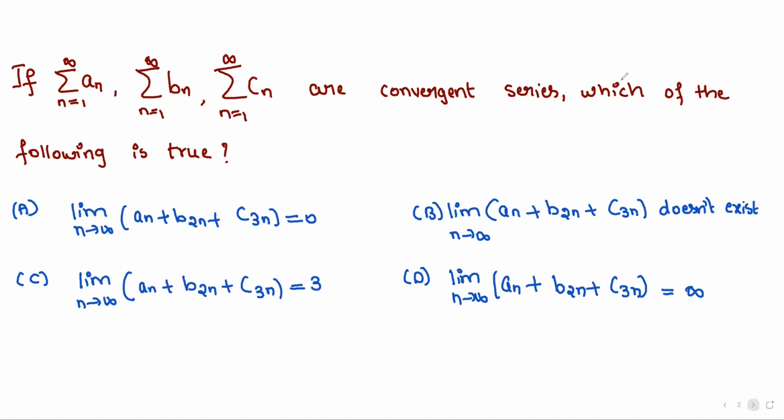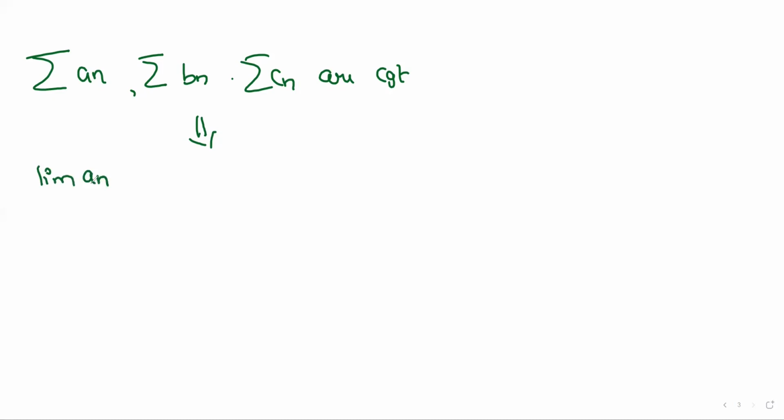Okay, we know that if any series is convergent, then the sequence of terms of that series converges to 0. Here they have given that series An, series Bn and series Cn are convergent series, then the sequence of terms of each series converges to 0. That implies limit of An as n tends to infinity is 0, limit of Bn as n tends to infinity is 0, similarly limit of Cn as n tends to infinity is 0.